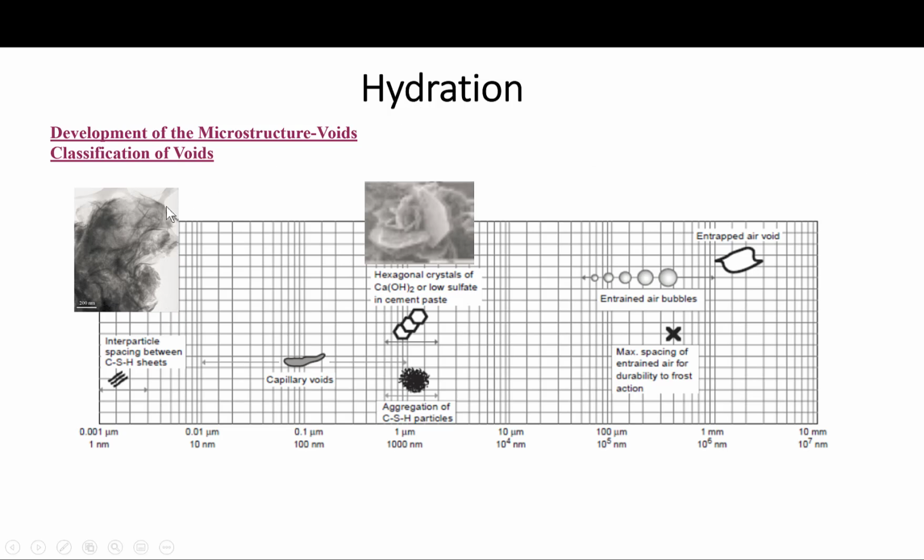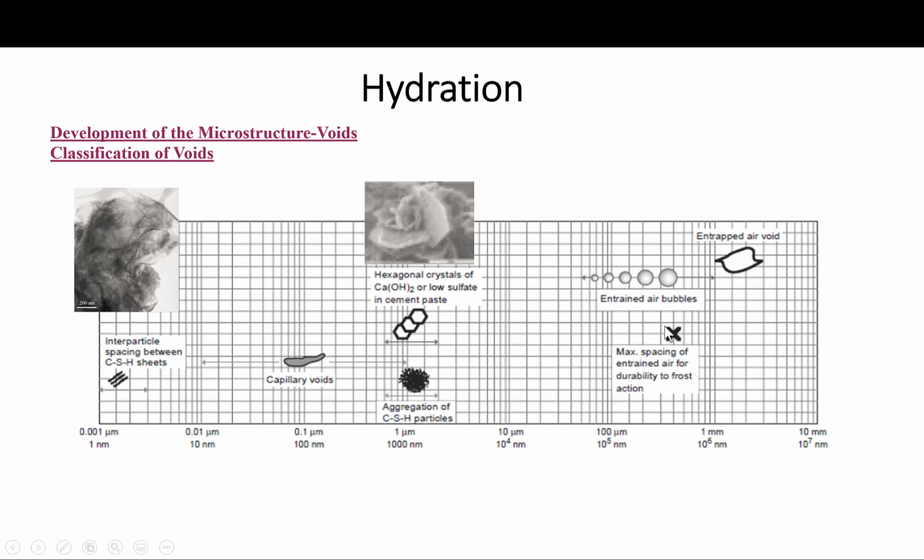For example, here is the interparticle spacing between the calcium silicate hydrate. See, it's on the order of 1 nanometer, and you see the capillary voids. Look at the size here to the size here. This is 100 nanometer. This is 1 to 10 nanometer. This is where the size of the hexagonal crystal, the calcium hydroxide, or the low sulfate in the cement paste. As you can see, this is on the order of 1000 nanometer, 1 micrometer.